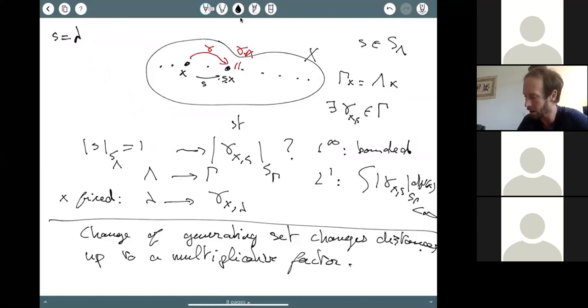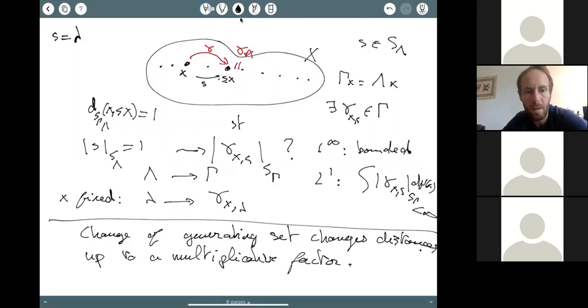So this element, I call it gamma index X, comma S, because it depends on X and depends on S. It's an element in gamma. It depends on both data, okay? And so the point is that indeed S has length 1. So in terms of d lambda, X and Sx is 1. I cannot make a mistake here. It has to be lambda, okay? Because S is in lambda, so it's constant, as you were saying.